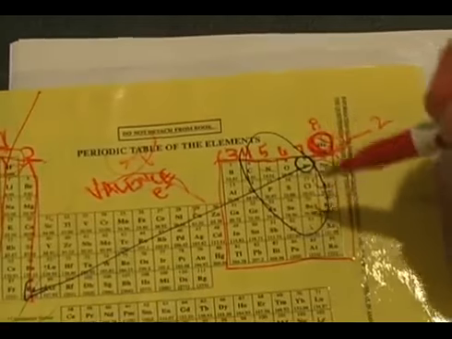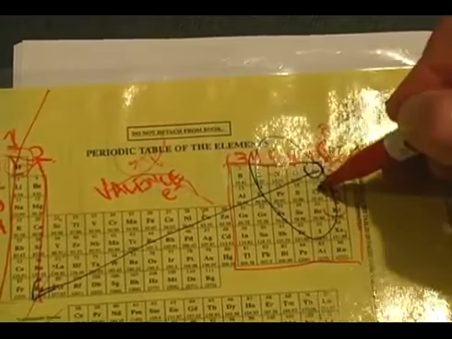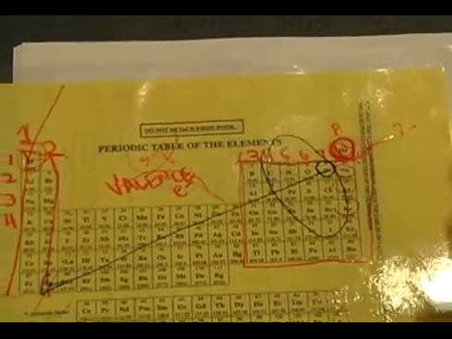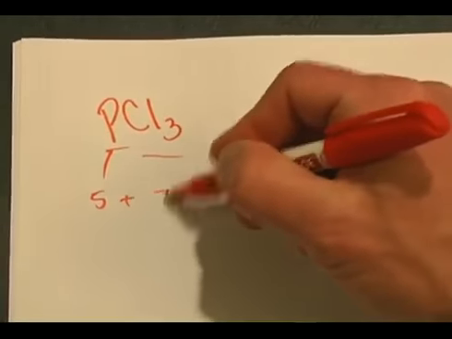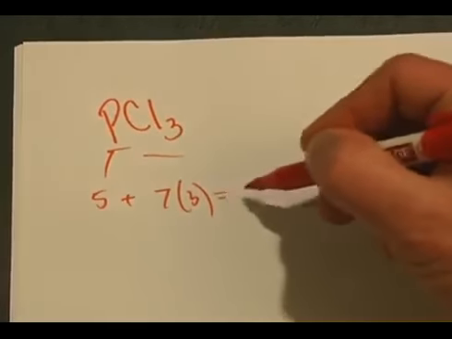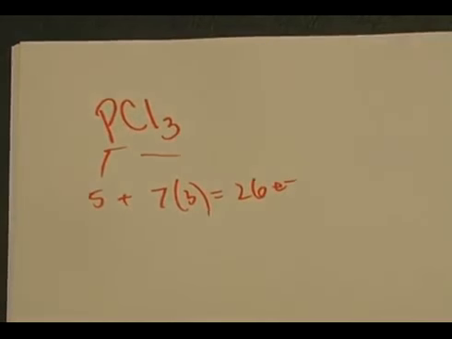Okay, find phosphorus on the periodic table. Phosphorus is right here. Phosphorus is in group 15, so that means there's 5 valence electrons. Chlorine's in group 17. It means it has 7 valence electrons. So when I sum the total, phosphorus is 5, chlorine is 7 times 3. That's 21 plus 5. That gives me a total of 26 valence electrons.